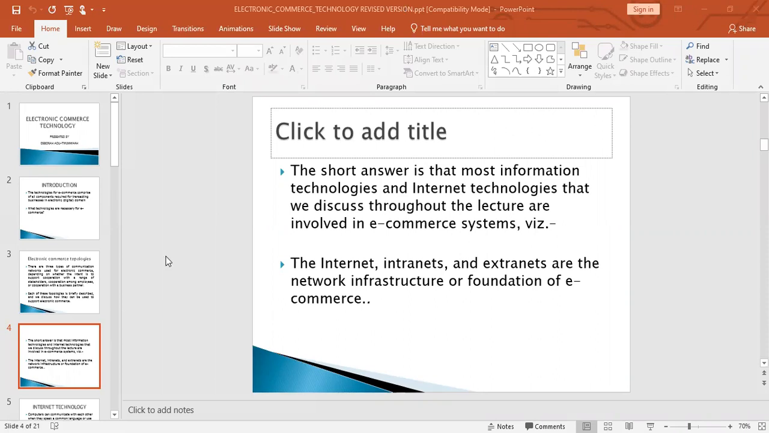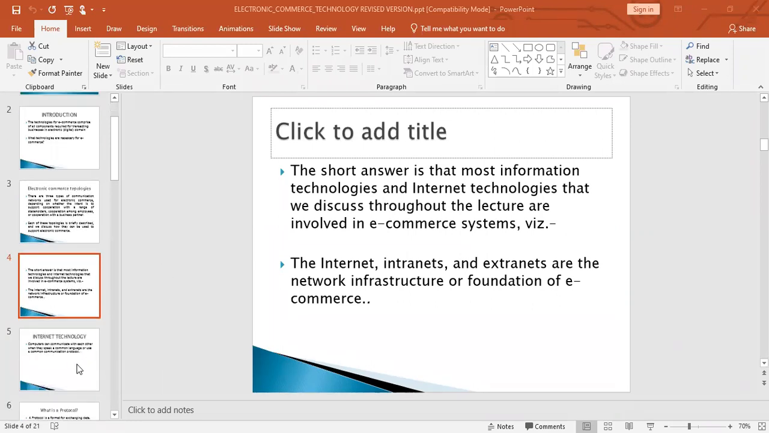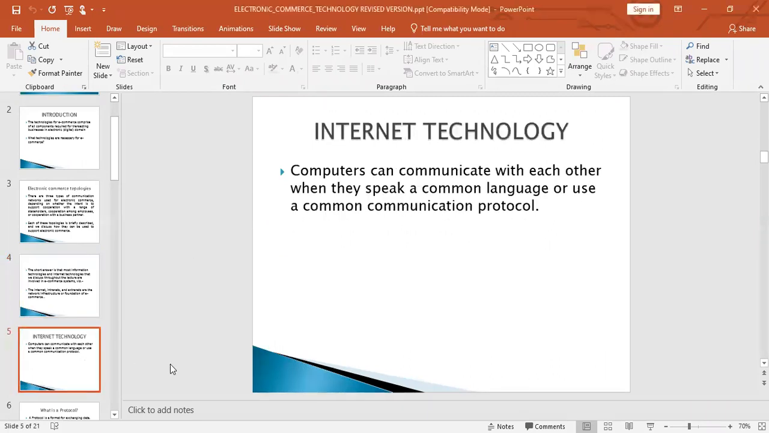Okay, so we will take a look at them one after the other. That is, we are going to look at all three technologies, one after the other, then we'll look at how they work. Now, we begin with the internet technology.